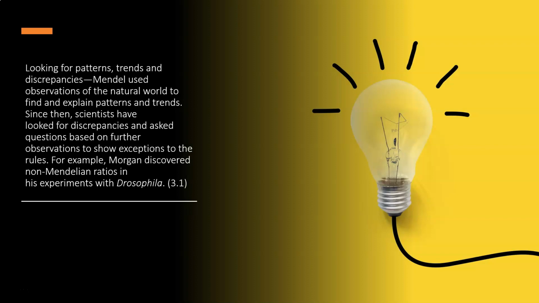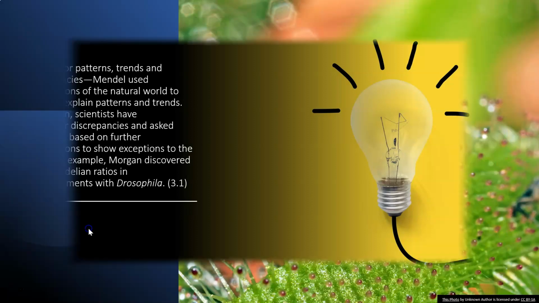However, science could only take him so far. And then other scientists came along and started looking for discrepancies in his work. And it wasn't a case of proving him wrong. It was a case of building on what he'd found out and advancing science from there. So along came Thomas Hunt, and he was working with fruit flies back in the late 1800s, early 1900s. Okay, and he's working with fruit flies, and he discovered some non-Mendelian ratios in his experiments with his fruit fly.